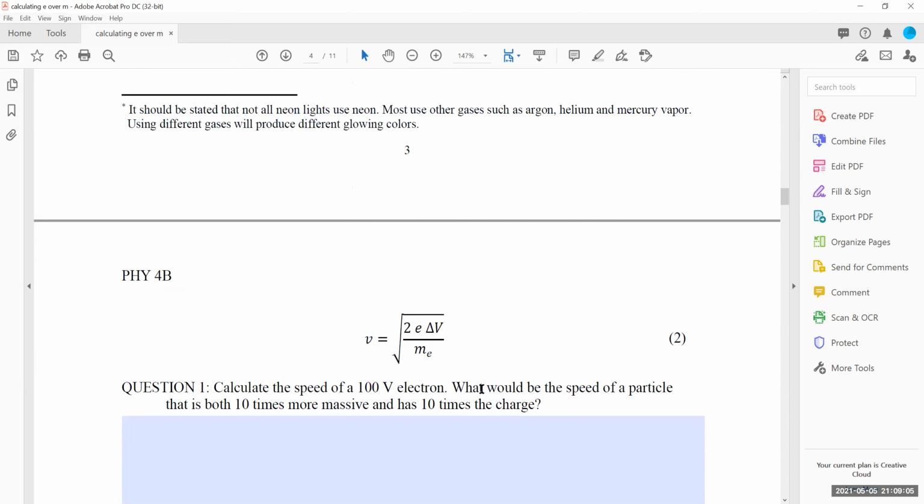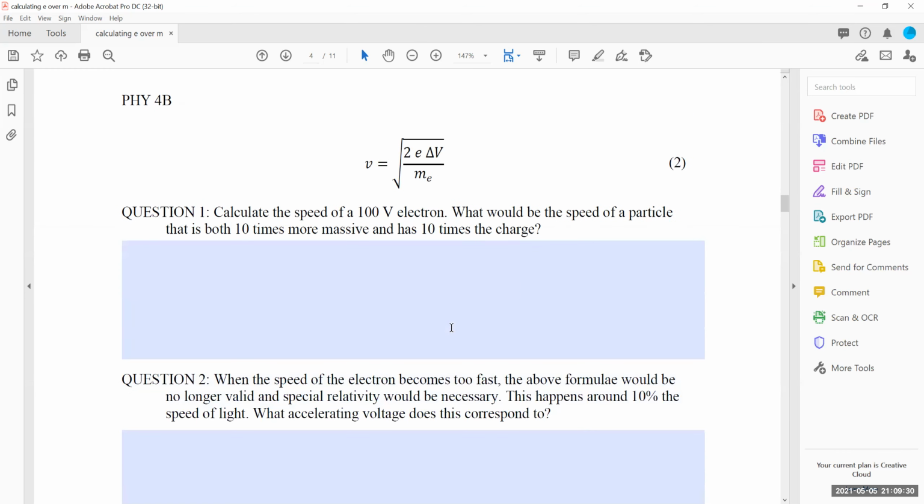This is just a practical number. They gave you delta V, okay? And what would be the speed of a particle that is both 10 times more massive and has 10 times the charge? Obviously the ratio does not change. So you find the velocity for the electron, and you find it for another particle that is 10 times more massive and has 10 times more charge.